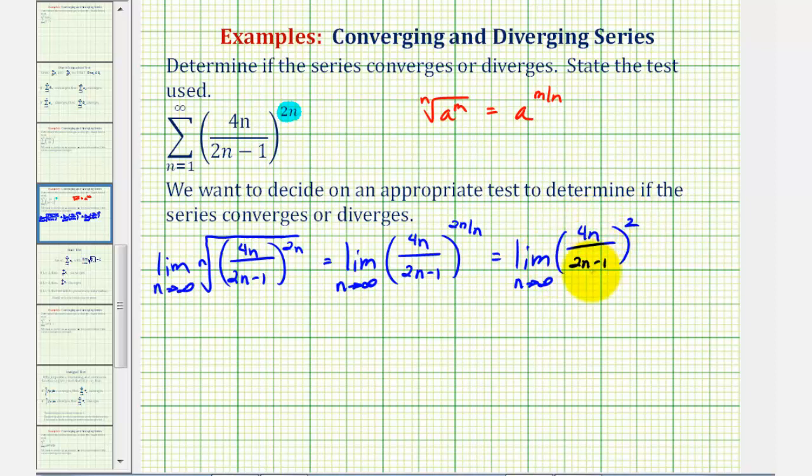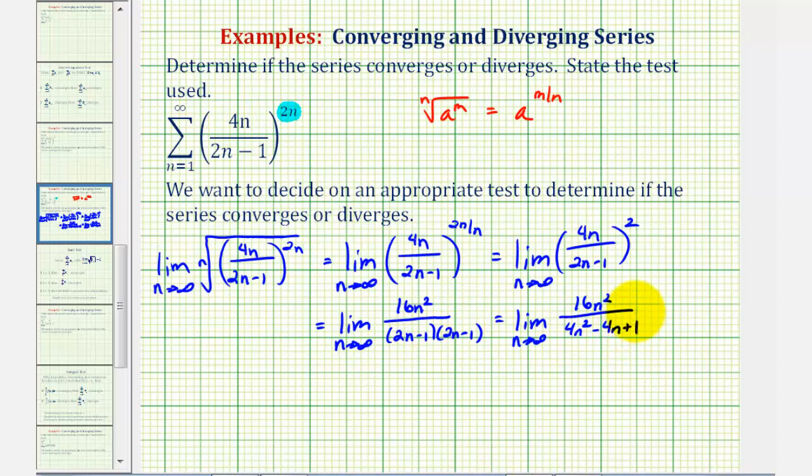Now let's go ahead and square the numerator and denominator. So we'll have the limit as n approaches infinity. Well, 4n squared would be 16n squared. And for the denominator, we'd have two factors of 2n minus 1. Let's go ahead and multiply this out. We would have 2n times 2n, that's going to be 4n squared. And then 2n times negative 1, and then negative 1 times 2n, that's minus 4n. And then negative 1 times negative 1 is plus 1.